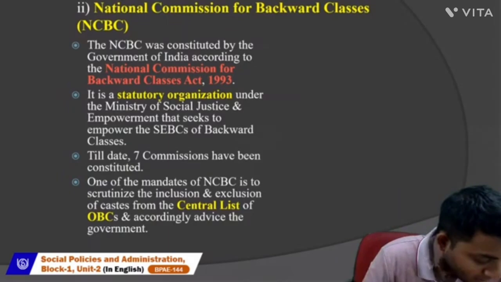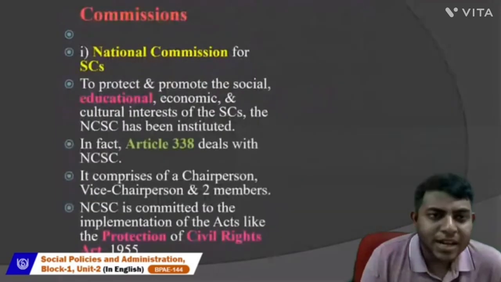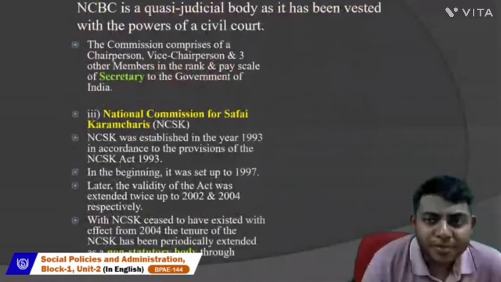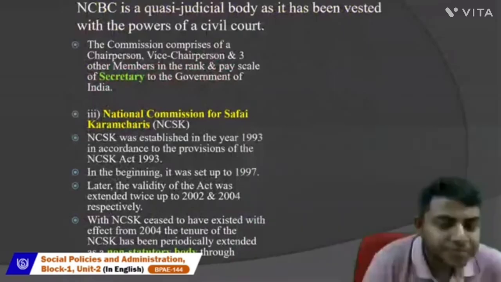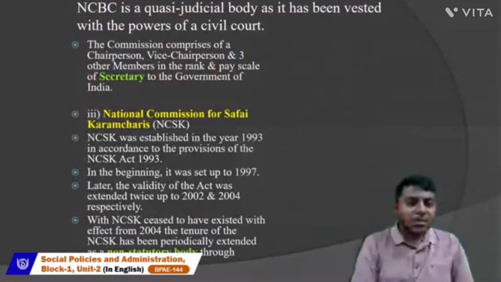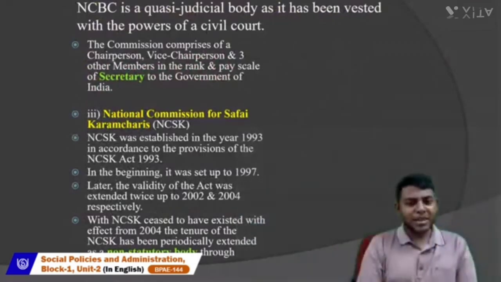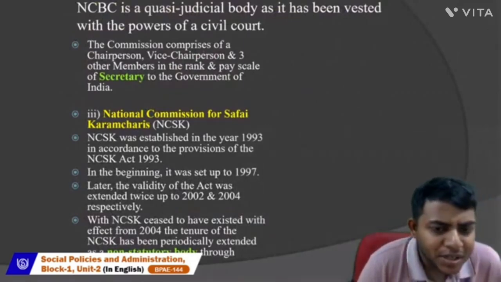The National Commission for Backward Classes is a quasi-judicial body, as it has been vested with the powers of a civil court. And the commission comprises a chairperson, a vice chairperson, and 3 other members in the rank and pay scale of secretary to the Government of India.